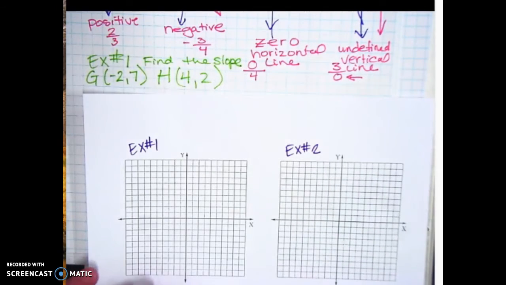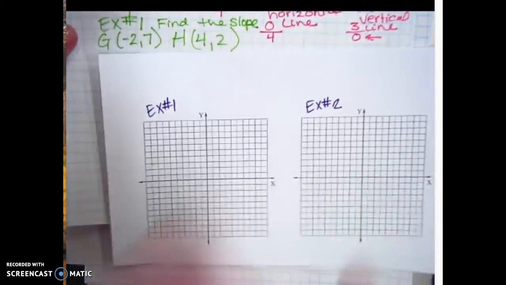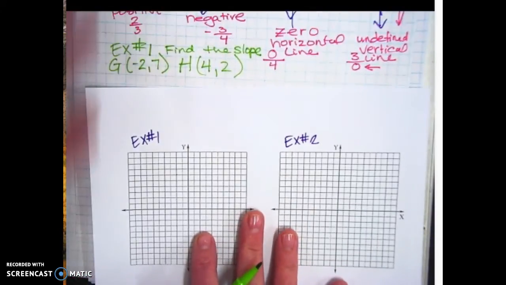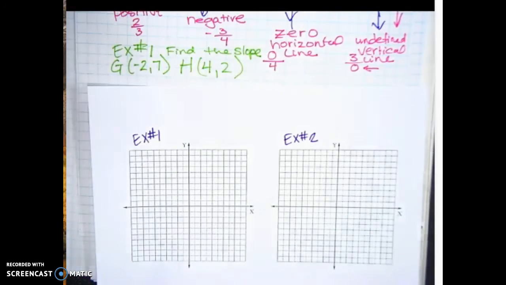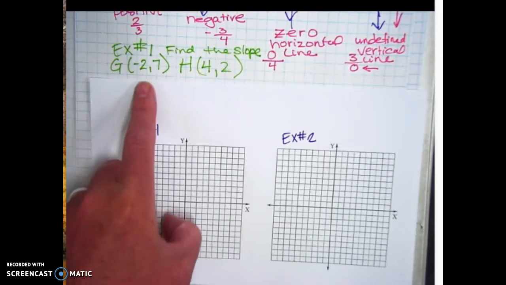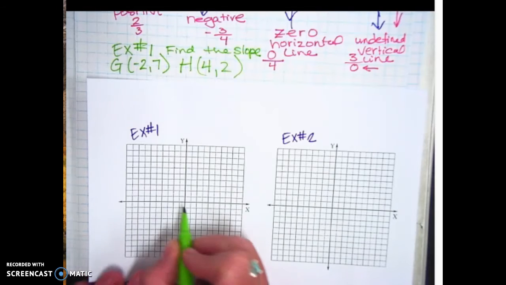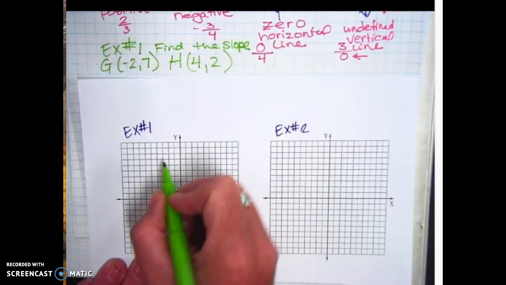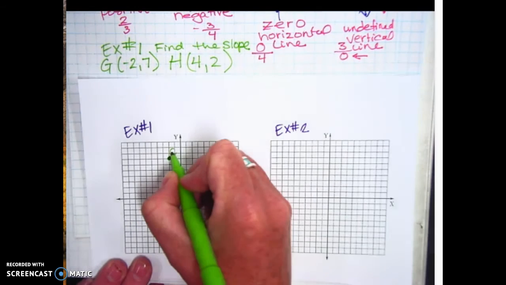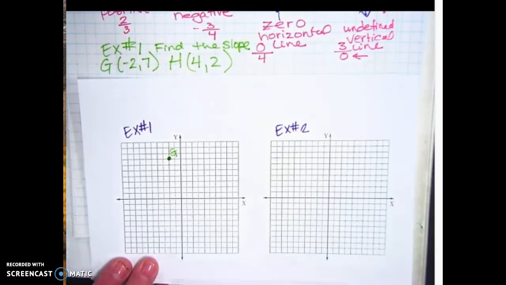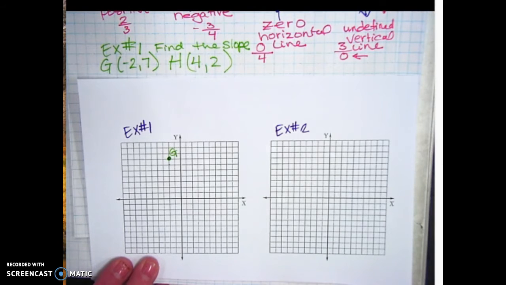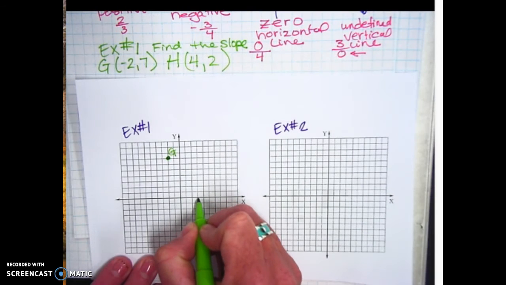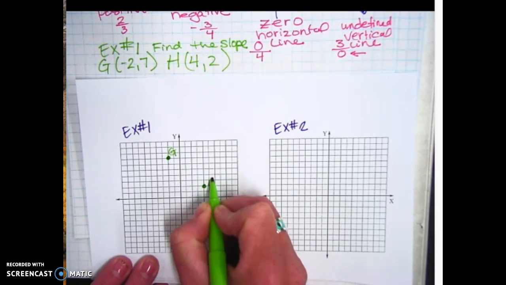All right, so for example number 1, we need to first put a point. Good. Can you see that all? Let me adjust that a little bit. Okay. First one, we're going to put a point at -2, 7. So that means go 2 to the left, 1, 2, and up 7. 1, 2, 3, 4, 5, 6, 7. There's our point. We'll call it G. The second point is at 4, 2. That means to go 4 to the right and up 2. 1, 2, 3, 4, up 2. There's our H.